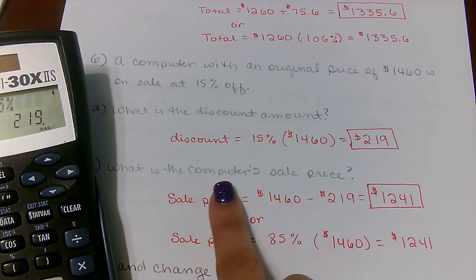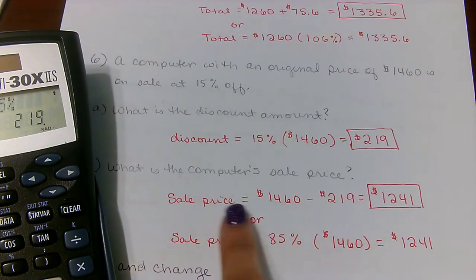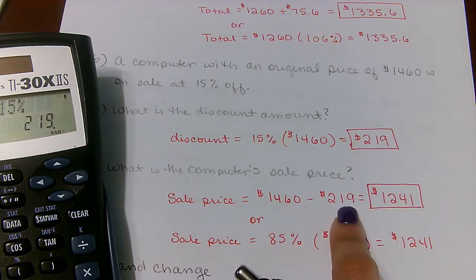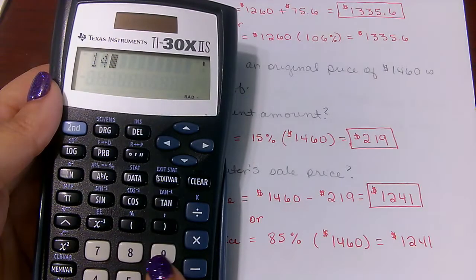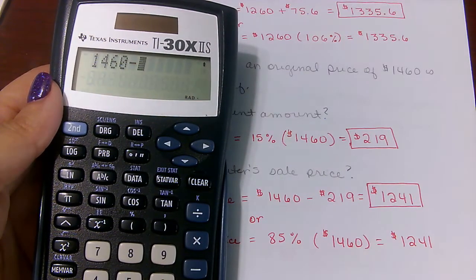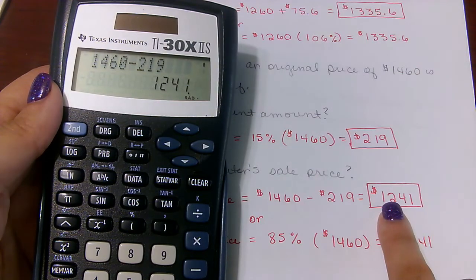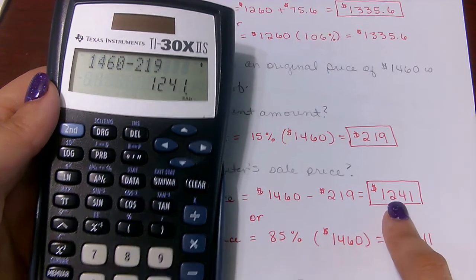Part B says, what is the computer's sale price? Well, if it's $1,460, we can take $219 off. $1,460 minus 219, sure enough, $1,241 is the amount that we pay for the computer.